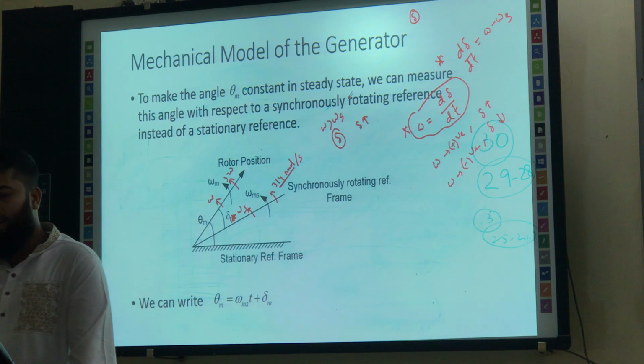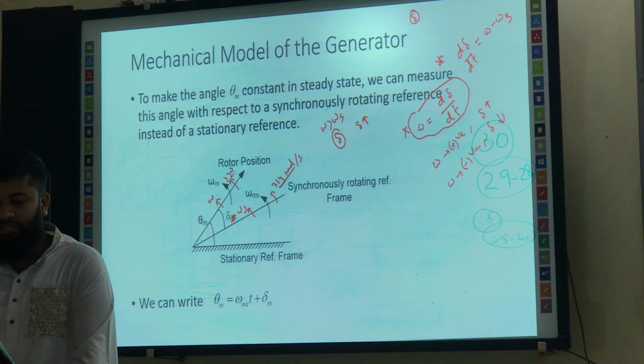Now let's think about the reverse case. Let's say now it is 320, and now it is decreasing again, and it is coming down to 314. In this range, it is decreasing.